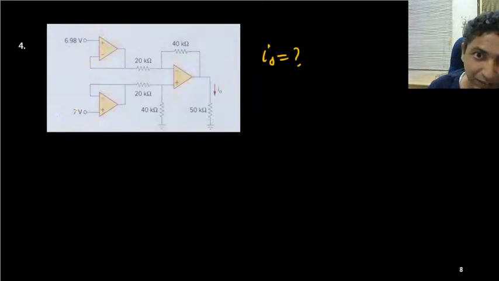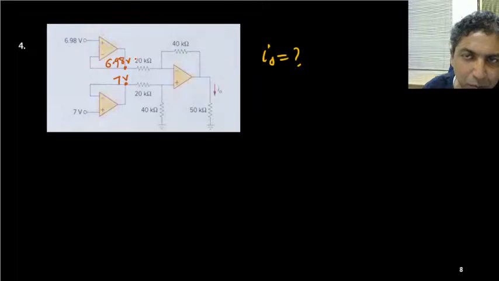So you can see that this op-amp is a unity gain amplifier, because this end is directly connected to the inverting terminal. So whatever potential is there, 7 volt, that will be available here. So this potential will be your 7 volt. Very similarly, this op-amp also has unity gain feedback. So it becomes a unity gain amplifier. So gain will become 1. So this potential will again be 6.98 volt.